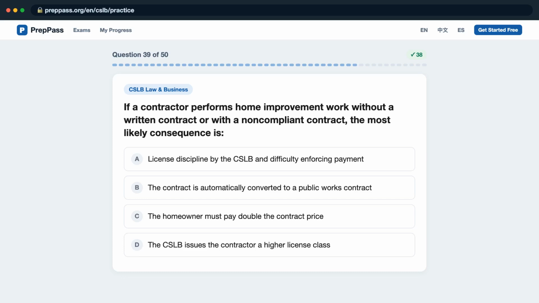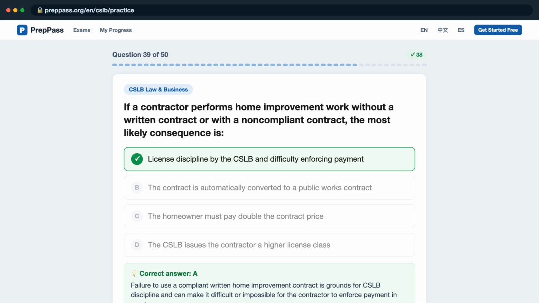Question 39. If a contractor performs home improvement work without a written contract or with a non-compliant contract, the most likely consequence is it A, license discipline by the CSLB and difficulty enforcing payment? B, the contract is automatically converted to a public works contract? C, the homeowner must pay double the contract price? D, the CSLB issues the contractor a higher license class? The correct answer is A. Failure to use a compliant written home improvement contract is grounds for CSLB discipline and can make it difficult or impossible for the contractor to enforce payment in court.